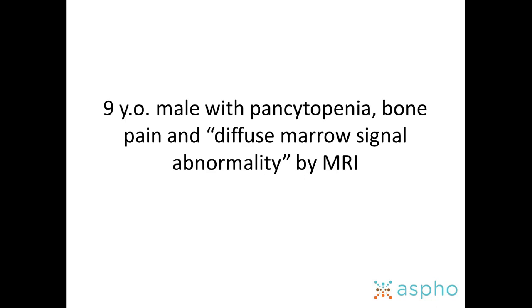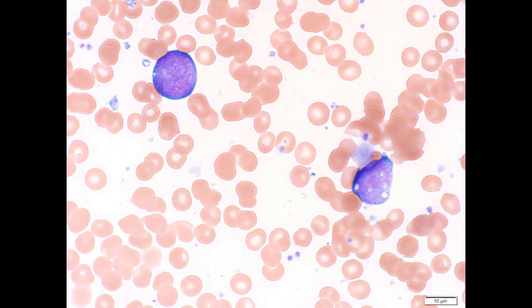So the last case that I'm going to show you is a case that we see about once a year, and I trick the fellows with it every time. This is a 9-year-old male who presents with pancytopenia, bone pain, and what we increasingly are seeing referred from the radiologist as diffuse marrow signal abnormality. That was the indication for a bone marrow procedure.